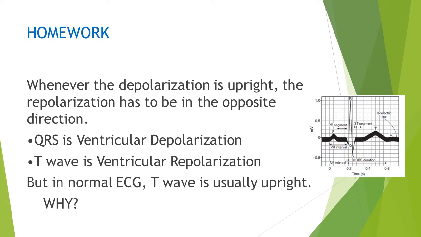Whenever the depolarization is upright, the repolarization has to be in the opposite direction. QRS complex occurs due to ventricular depolarization. T wave occurs due to ventricular repolarization. But in a normal ECG, why is the T wave upright?